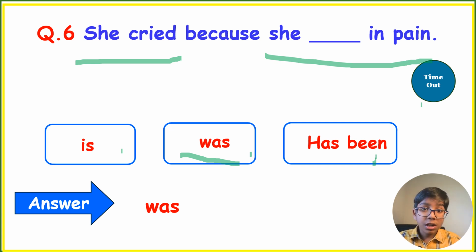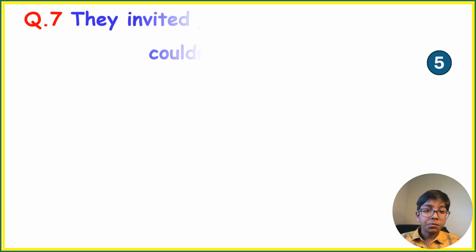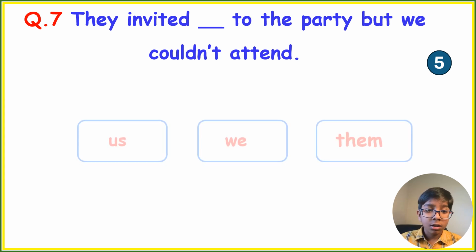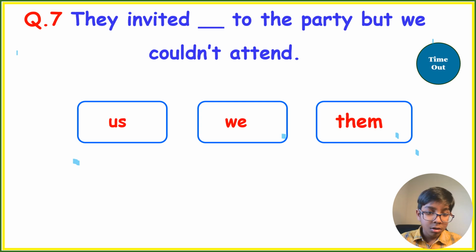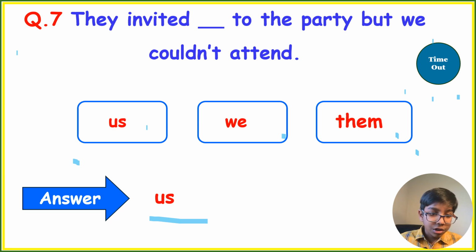Your next question is: they invited dash to the party, but we couldn't attend. Us, we, them. Your time starts now. And your correct answer is us.